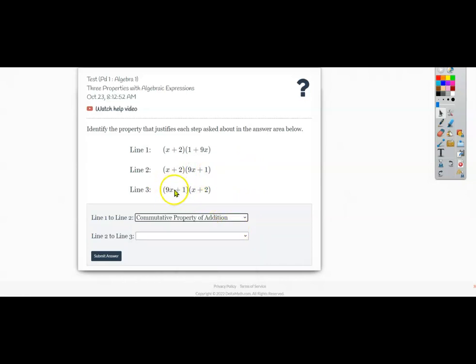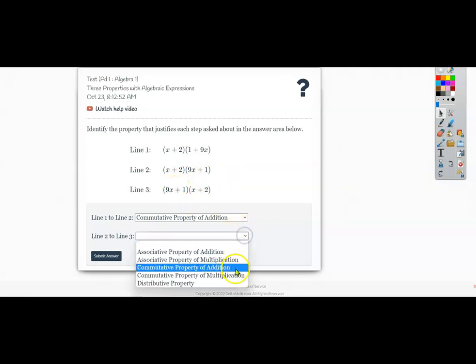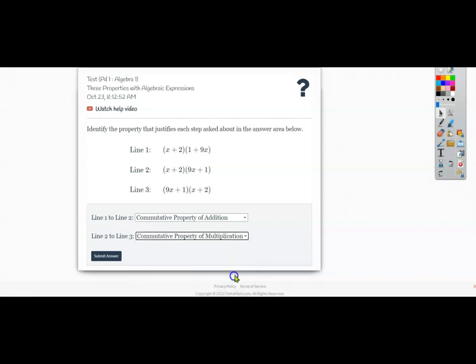And then you'll notice that the 9x plus 1, the whole quantity, was swapped from the end position to the original first position, so that also is the commutative property. But this time, it's of multiplication, because the entire quantity has switched places, and the operation between them, between these parentheses, was multiplication.